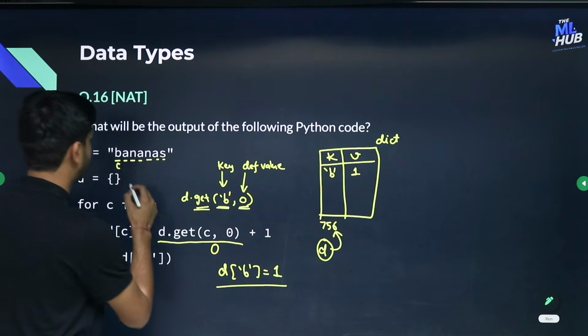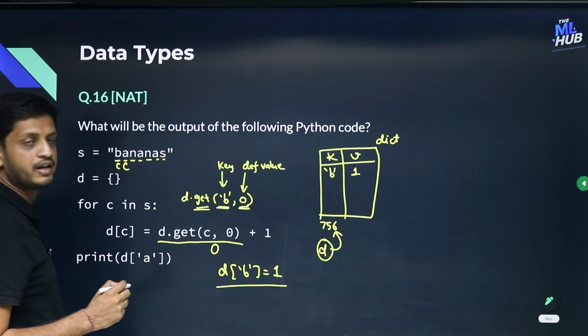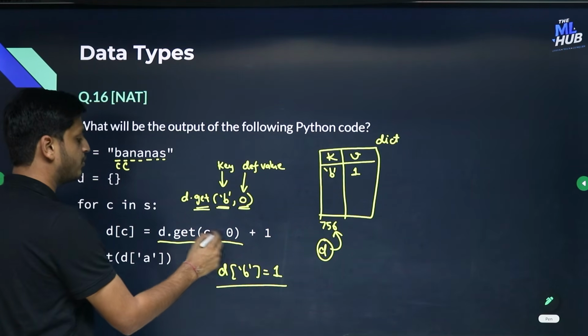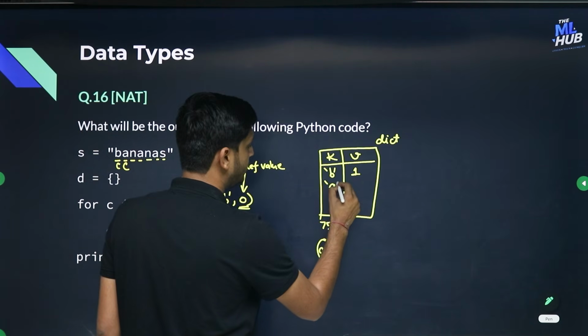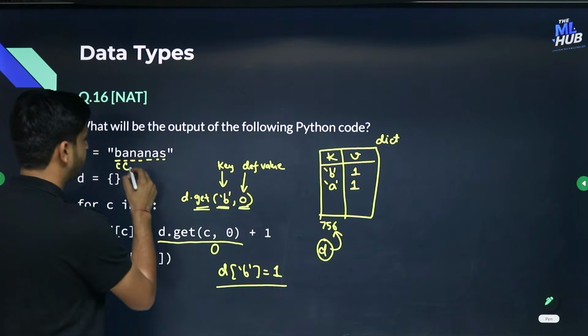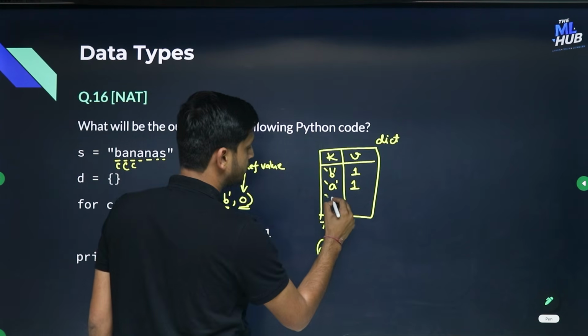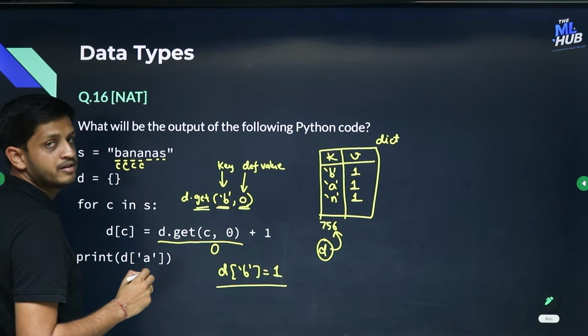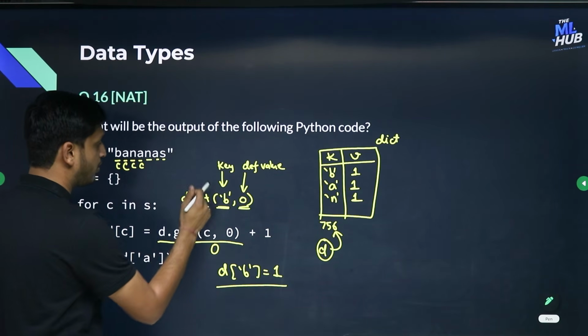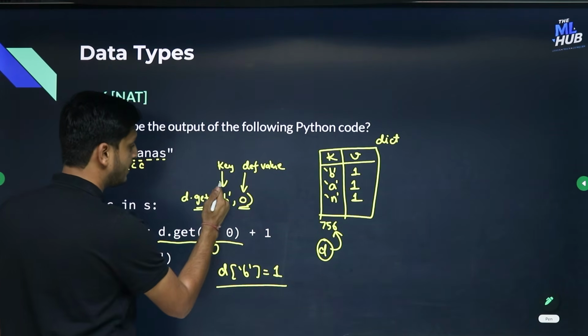Now next C will become the character A, the string A. Again string A is not present, so the default value will be 0. 0 plus 1 will become 1. Again the same thing will happen for A as well: A and 1. Then for N also the same thing will happen. Then again we have A. So A is already present. So when we call this function now, D dot get A comma 0.